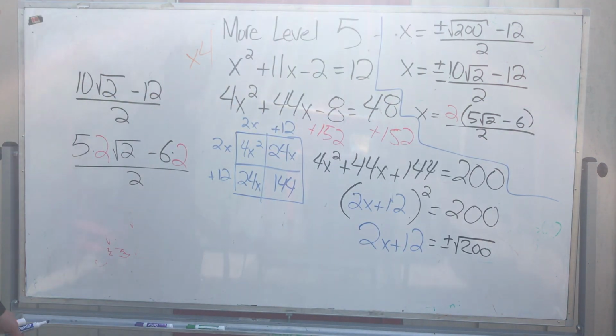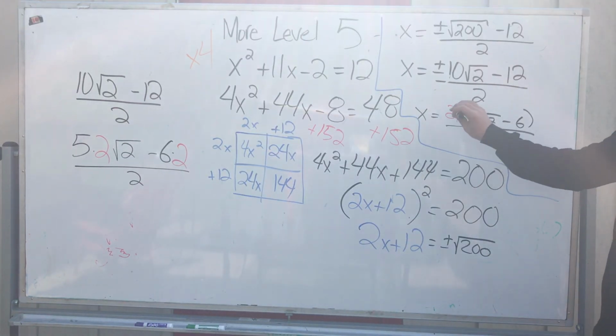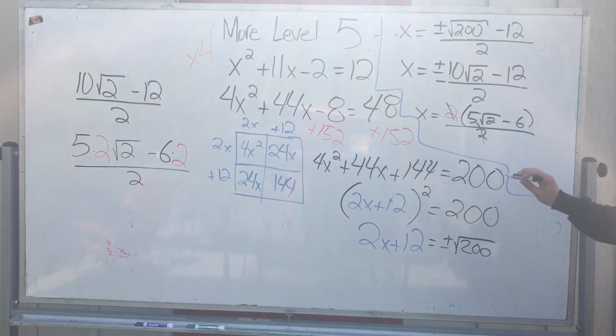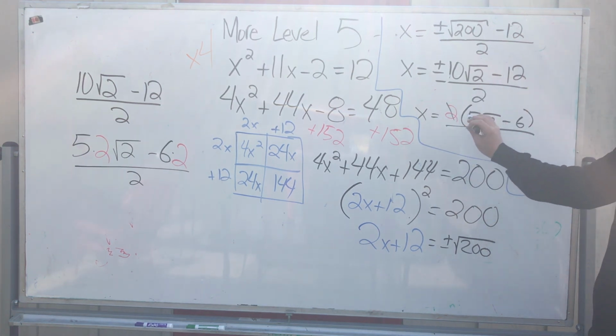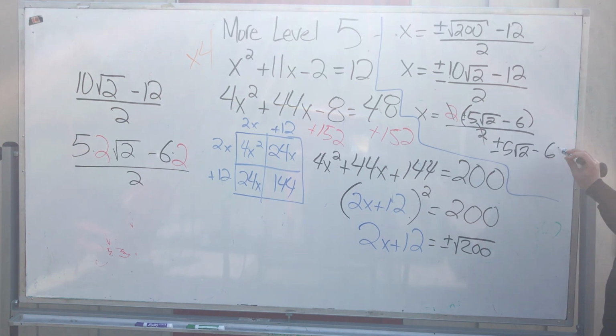And last, but certainly not least, you gotta multiply by 2 and divide by 2. You cancel those. Those reduce to 1. And so the answer, oh, I dropped my plus or minus. It's just gonna be plus or minus 5 root 2 minus 6.